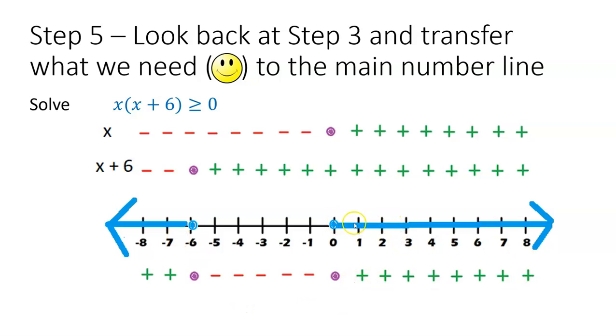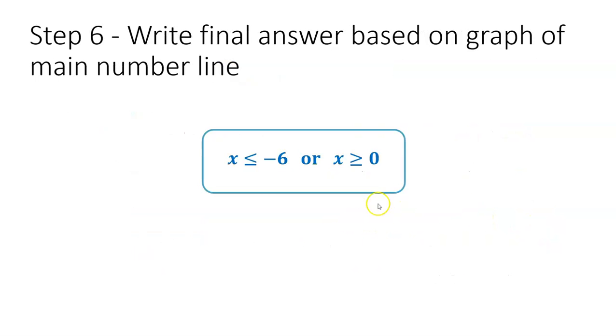It's a disjunction. It's shooting off in two different directions. And again, we have filled in circles, so we'll have to use or equal to. It looks like this is good when x is less than or equal to -6, or when x is greater than or equal to 0. So that's what we'll write for our answer.